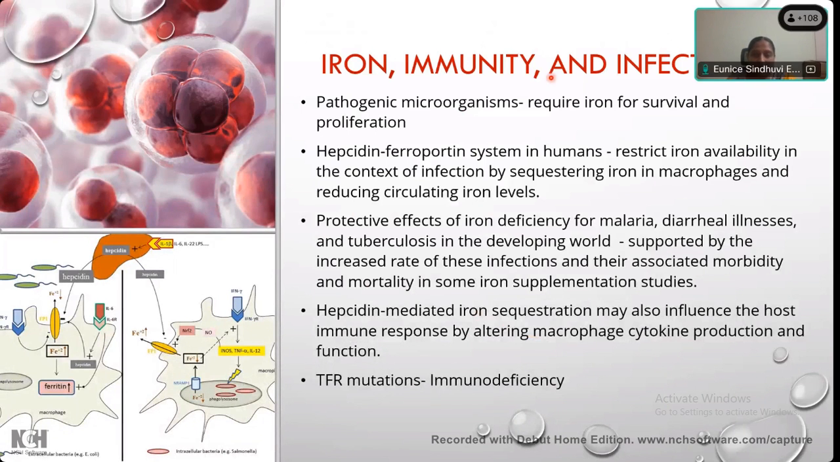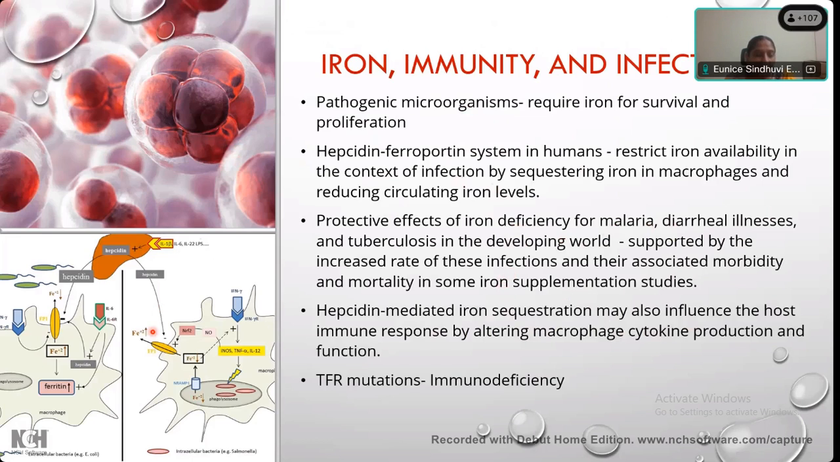So the last part which I would like to say is, iron has a major role in immunity and infection. As I said before, pathogenic microorganisms require iron for survival and proliferation. And the hepcidin ferroportin system in humans restricts iron availability in the context of infection, because bacteria need iron. The body has a system of withholding iron by increasing hepcidin levels. And the effect of iron deficiency in protection against malaria and diarrheal illnesses has been reported.